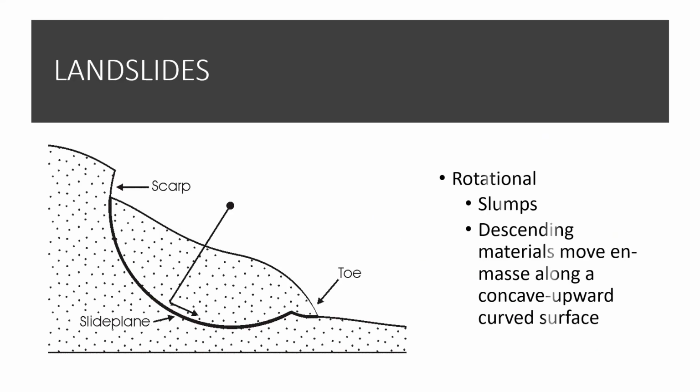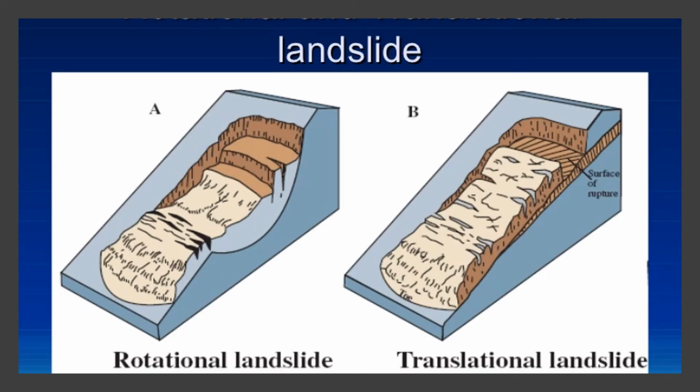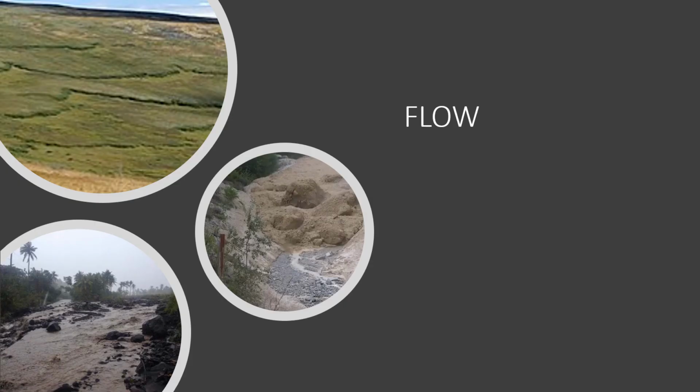And next we have rotational slides, which are also called slumps. These occur when the descending material moves en masse along a concave-upward curved surface, and it looks like this. So this is how a rotational slide is different from a translational slide. Next up, we have flow.